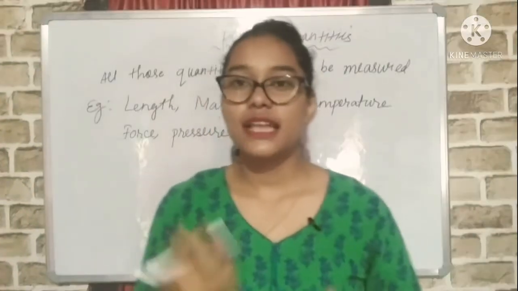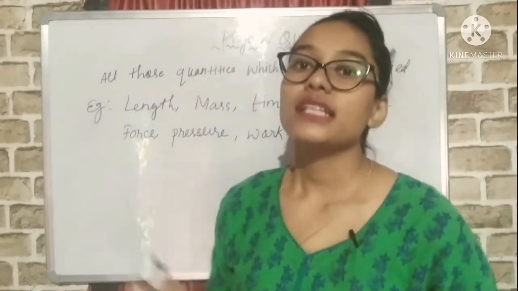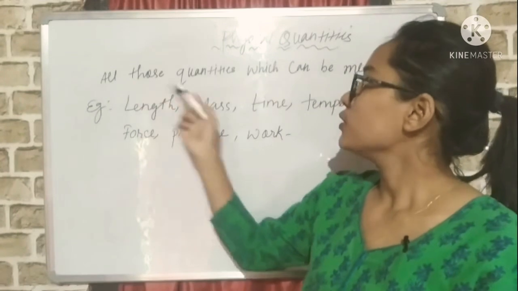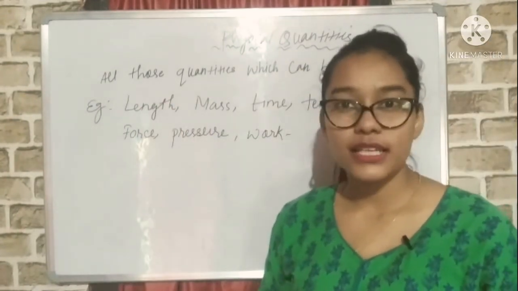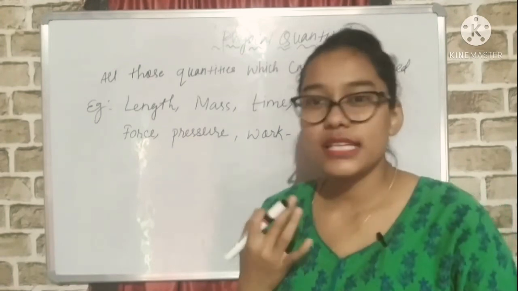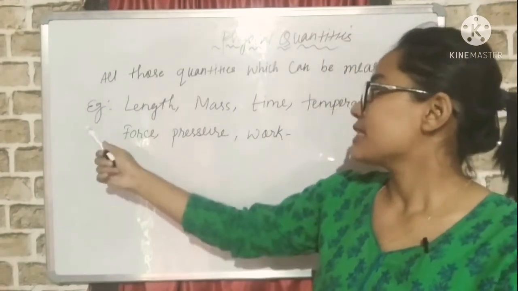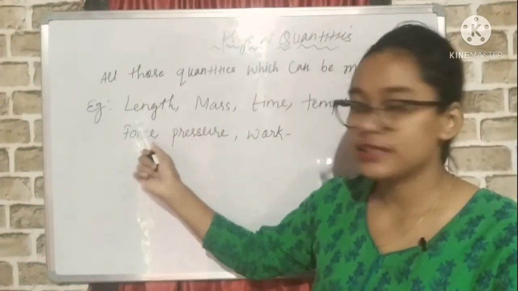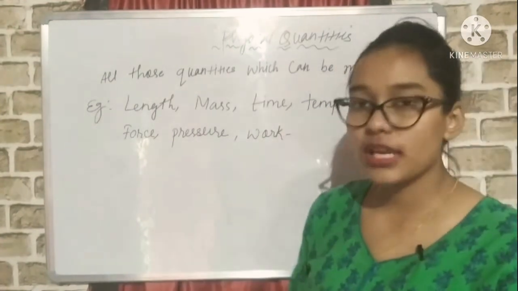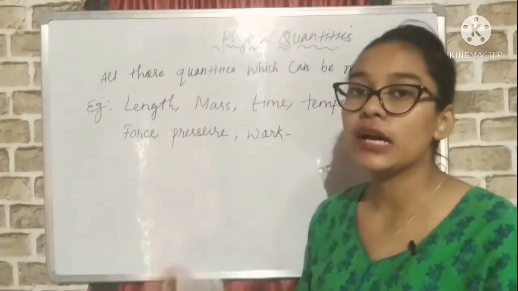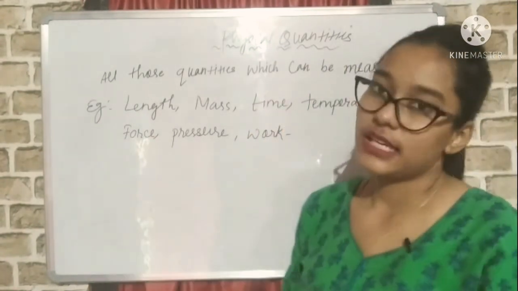Okay students, now we will discuss our second topic, that is physical quantities. What is a physical quantity? You see, all those quantities which can be measured are called physical quantities. Some examples: length can be measured, right? Mass can be measured, time can be measured, again temperature can be measured, force, pressure, work, these things can be measured. So they come under the physical quantities.